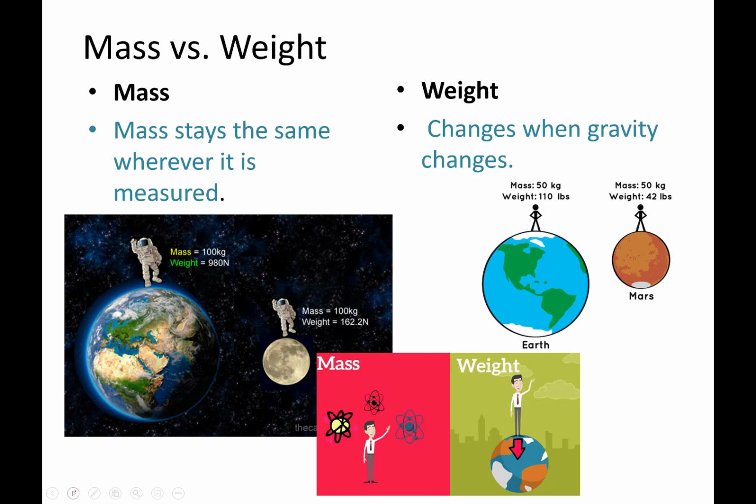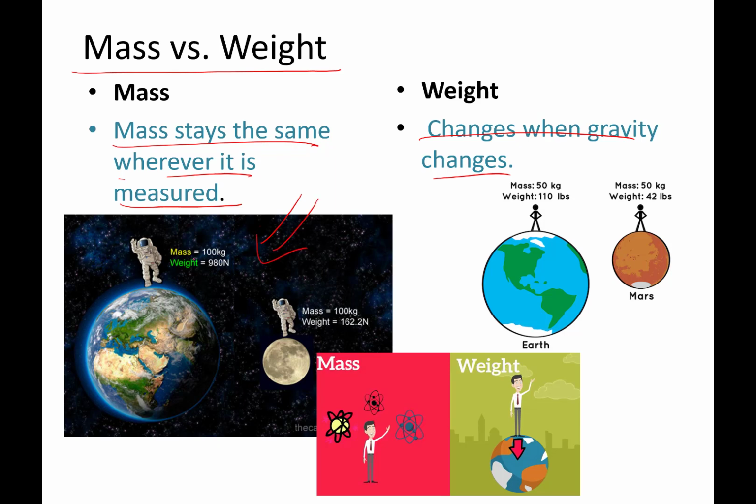The other thing that's very different between mass and weight is that mass stays the same wherever it is measured, and weight's going to change, as I mentioned, when gravity changes or you change your location. So let's go through a couple examples. The astronaut example, traveling to a different place, is the easy one.